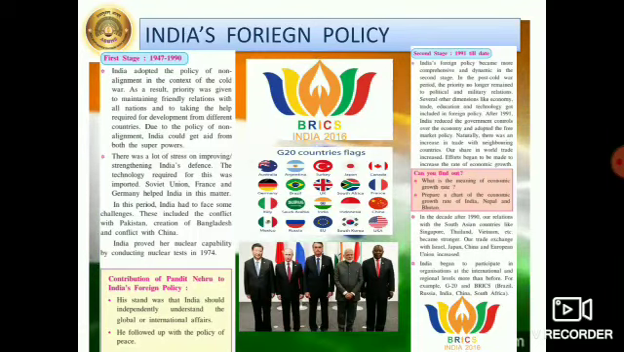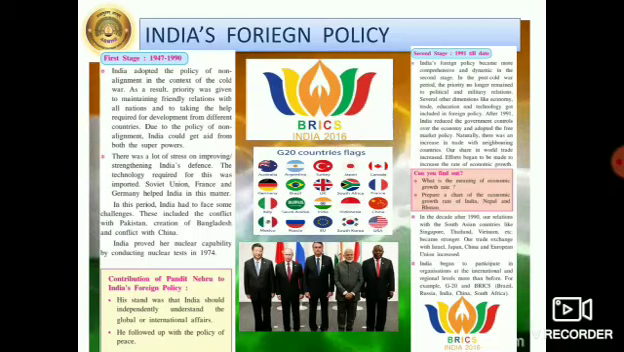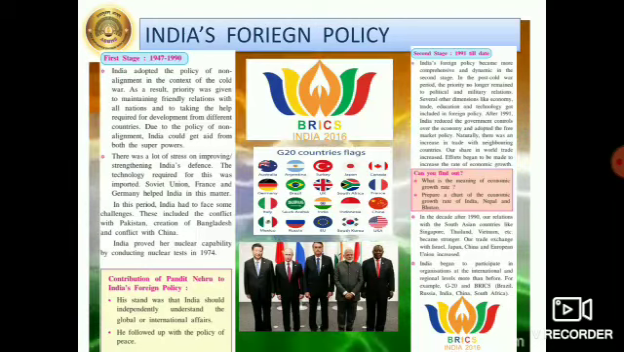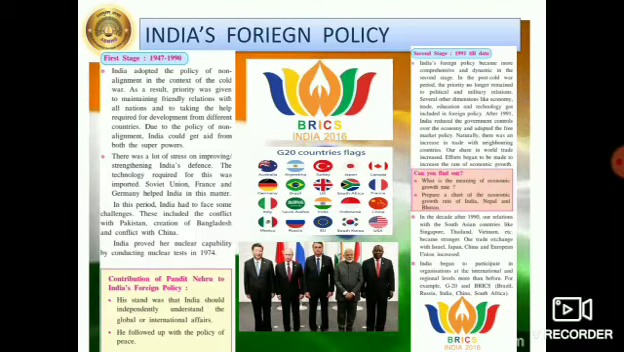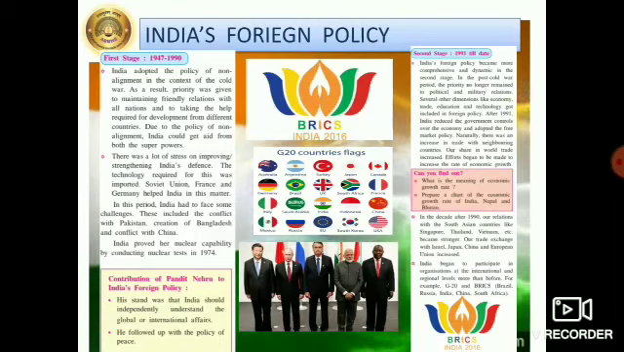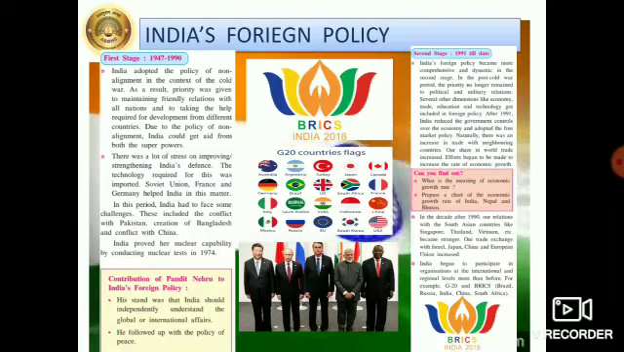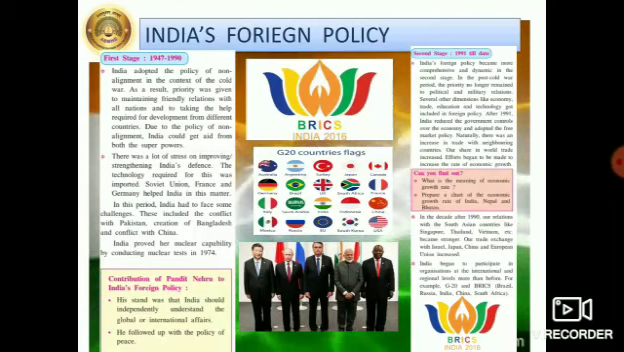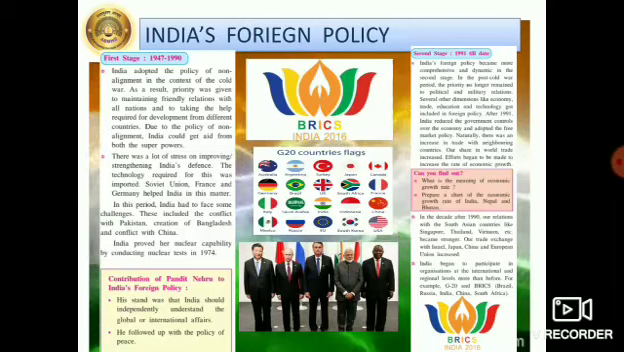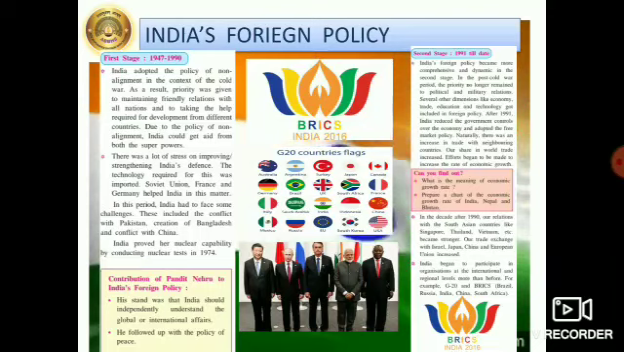And then we have BRICS. What is BRICS? BRICS means B for Brazil, R for Russia, I for India, China, and South Africa. So these countries also have a group, an organization, through which they work internationally.